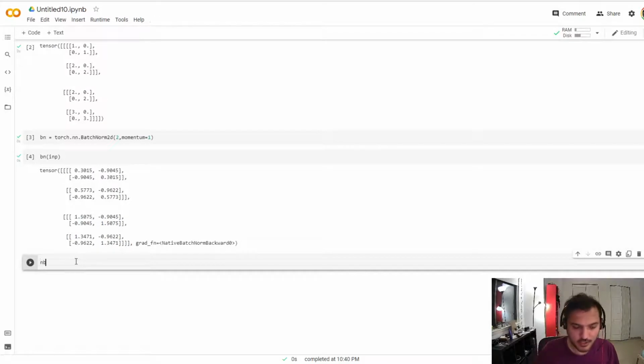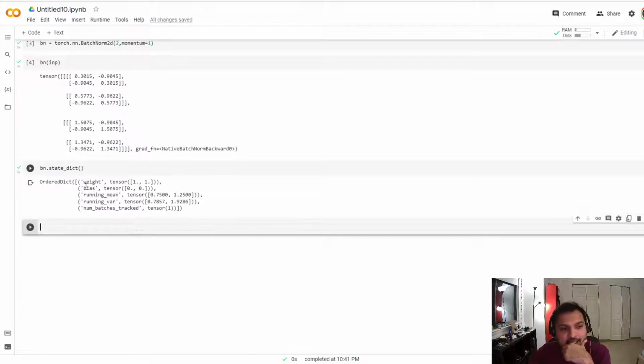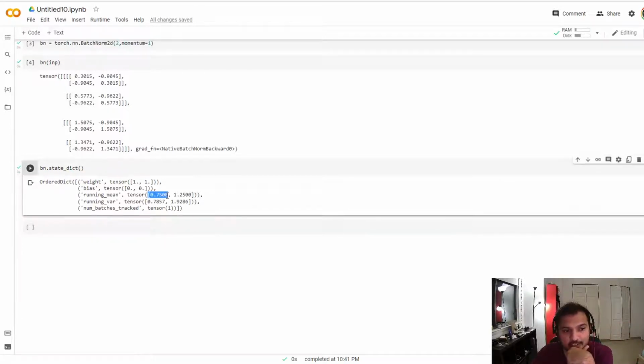So let's see what the batch norm layer contains. Let's check out its state dict. It has weights and biases. The weight is two-dimensional, 1-1, because there are two channels. The bias by default starts off at 0. We also have a running mean and a running variance. This is the mean for the first channel, and this is the variance for the second channel.